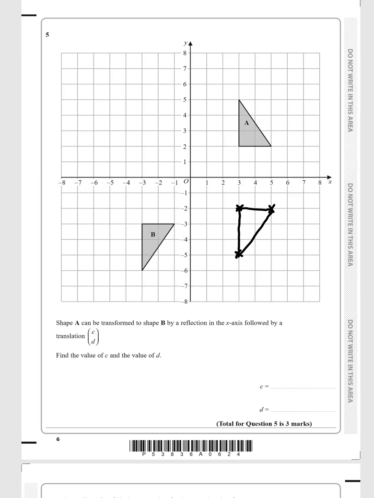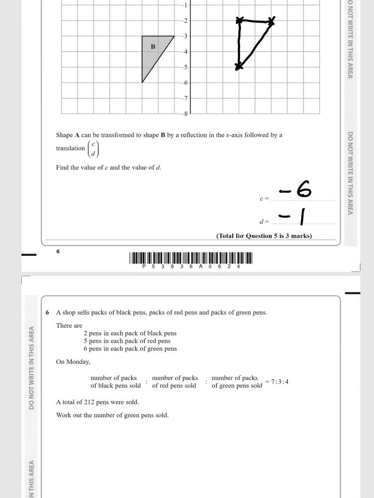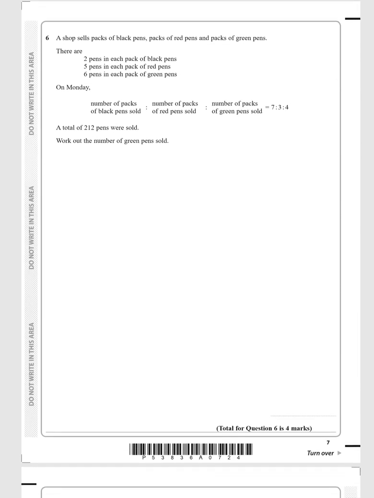So now we can just work out the translation from here to here. Well, it's going 3 and 3, so 6 to the left, so it's a -6, and it's going down 1, so it's a -1. So our values of C and D, -6, -1. Right. Question 6. A shop sells packs of black pens, packs of red pens, packs of green pens. 2, 5 and 6 is how many in each pack.